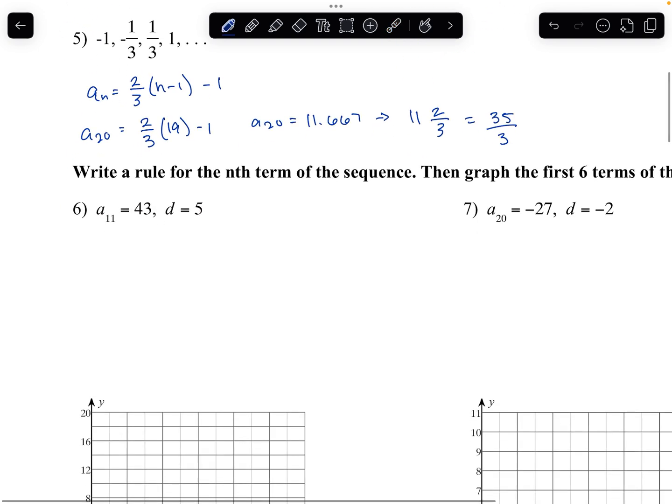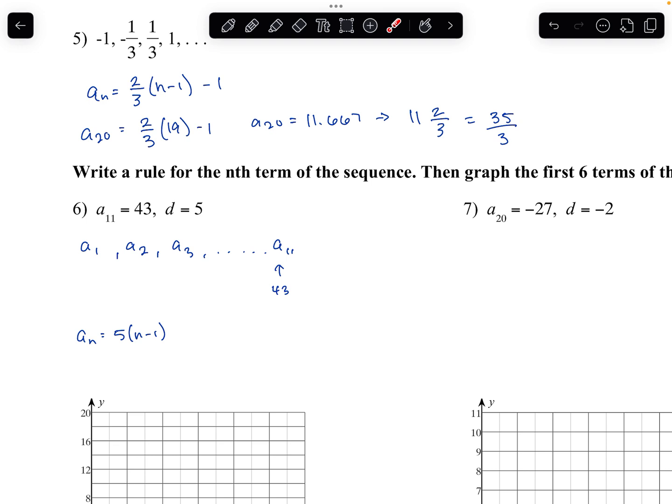So if you imagine the sequence a sub 1, a sub 2, a sub 3, dot, dot, dot, all the way to the 11th term, a sub 11. The 11th term is 43. The common difference is 5. And so when I write the rule for the nth term, we have a sub n is equal to 5 times n minus 1. However, I still need the first term. So how do I go from 43?